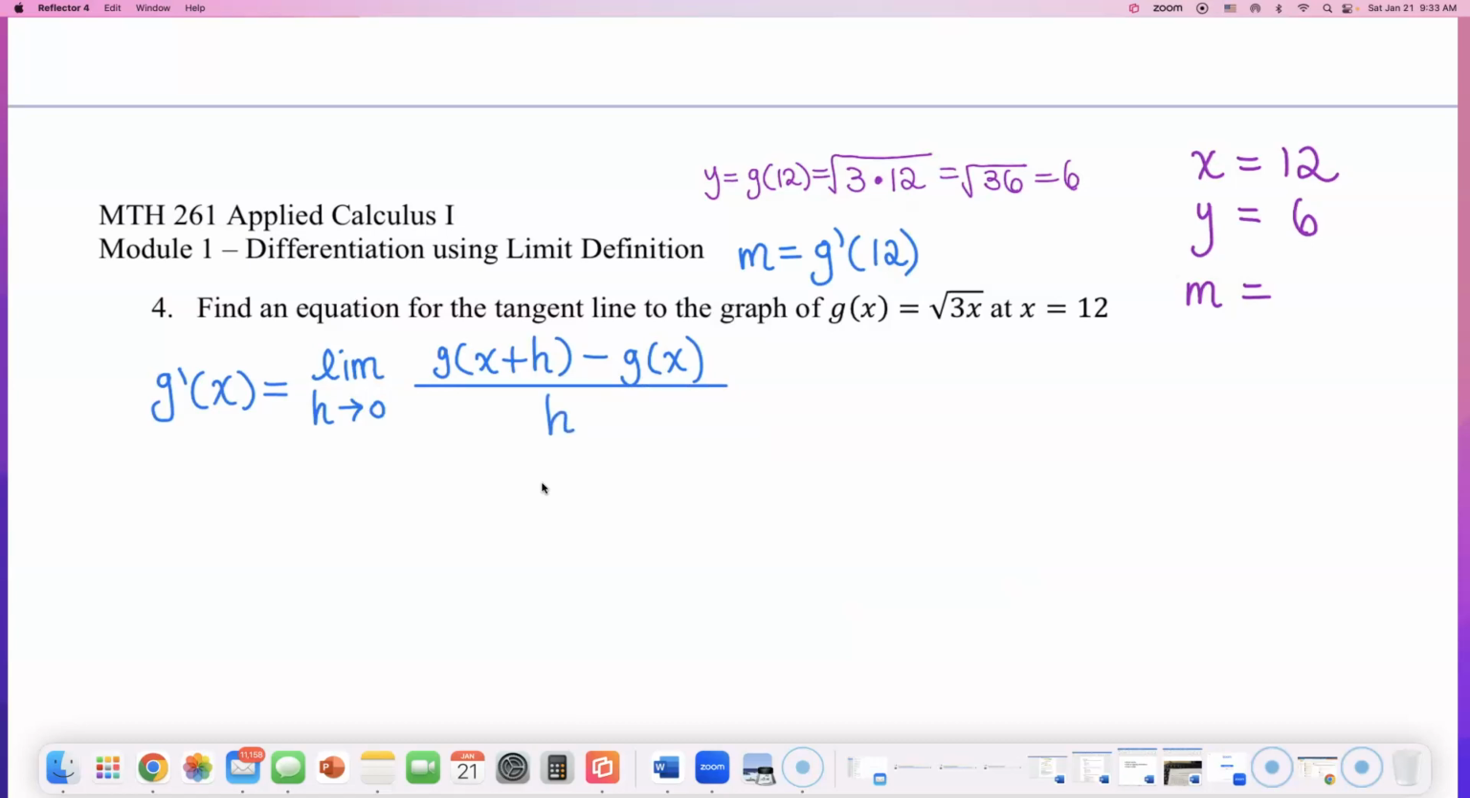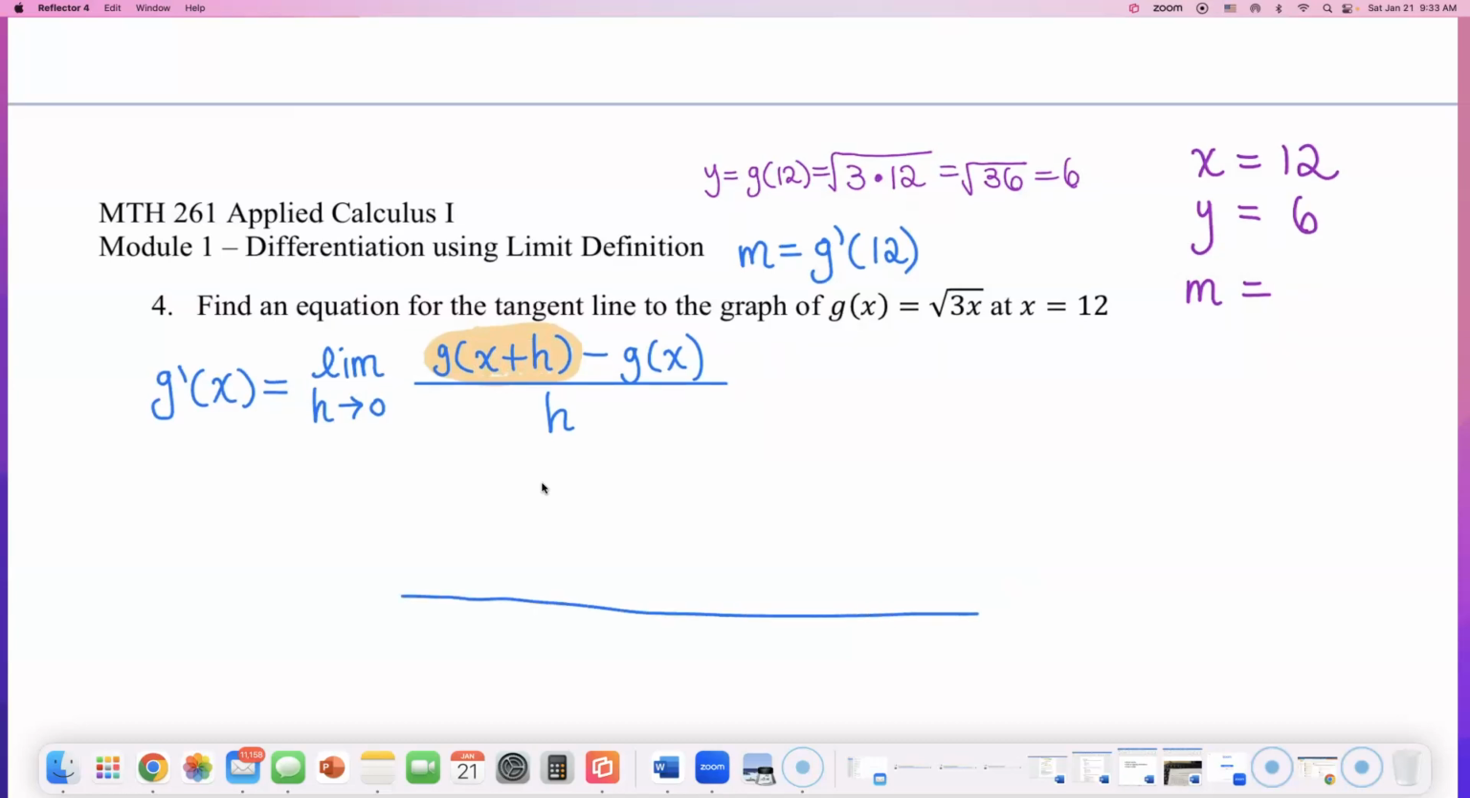So let's do this. I'm going to find what g of x plus h is first, simply plugging in x plus h into the function. So what's that going to be? That is going to be square root of 3 times, see, this is what I'm doing right there, not x, but x plus h.